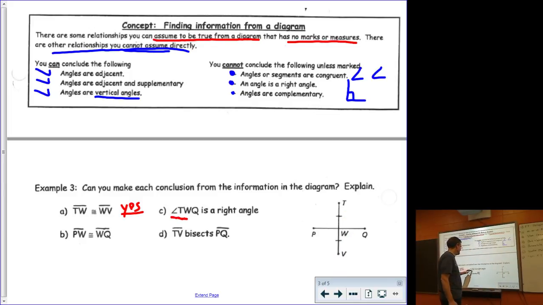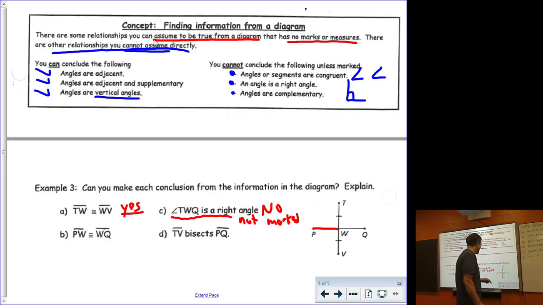Can you assume that angle TWQ is a right angle? Well, it looks like a right angle, but it's not marked to be a right angle, so the answer there is no, you cannot assume it. It's not marked. Can you assume that segment PW, that would be this segment, is congruent to segment WQ? Well, I have to admit they look like they're equal, but again, you cannot assume it because it is not marked. Maybe they are a little bit off.